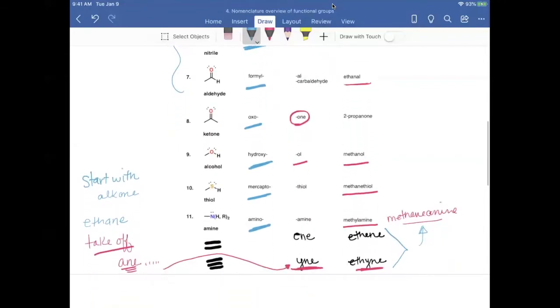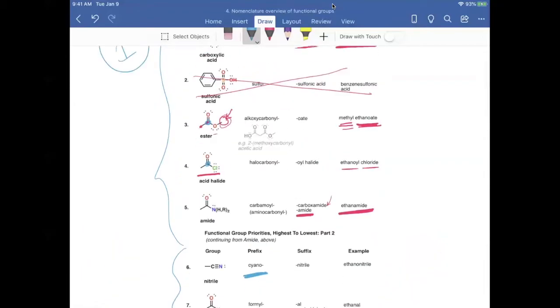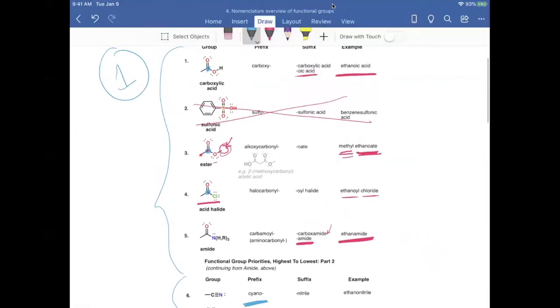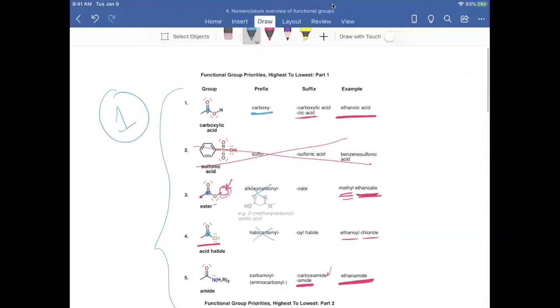Those are the names that we are going to use if there is more than one functional group in the molecule and the other one wins. You do not have to worry about this one or this one. We have had the situation where there's multiple carboxylic acids, and so the second carboxylic acid would be carboxy.